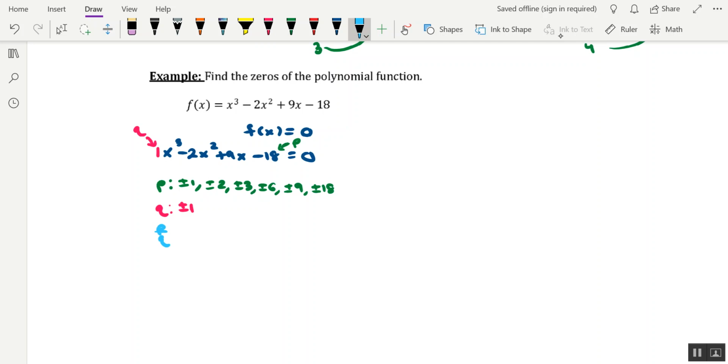Therefore, the list for p over q, keeping in mind that p represents numerators and q represents denominators, is going to basically be the same list as p, since the denominator of each of these fractions is 1. But I'll write it out anyway. Plus or minus 1 over 1, plus or minus 2 over 1, 3 over 1, and so on and so forth.